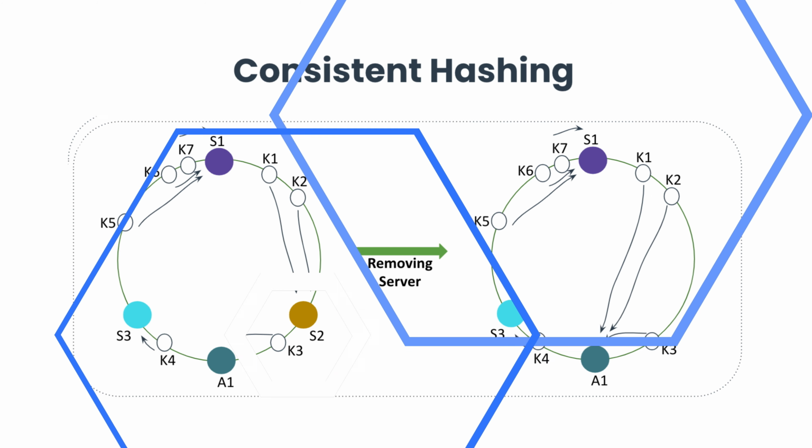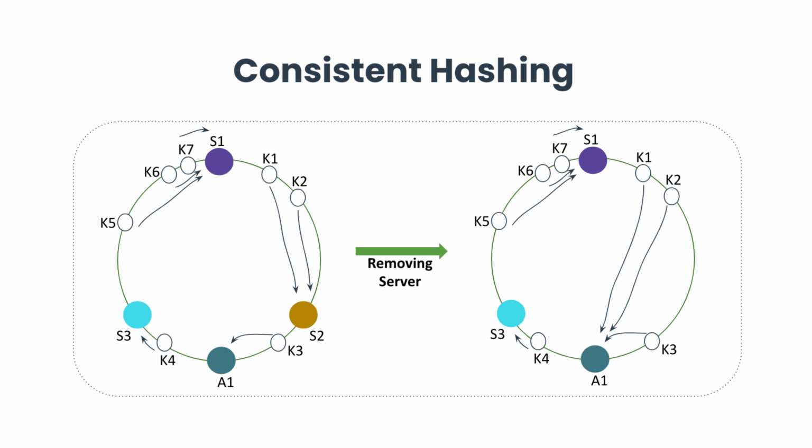Now let's talk about removing a server. If you remove a server in consistent hashing, only keys from that server would be mapped again to the other server. Here we remove server S2 and then all the keys from server S2 would be assigned to the next available server on the circle in the clockwise direction. In this case, all keys from server S2 would be assigned to A1. It solved all our key distribution problems and only the removed server's keys would be redistributed.